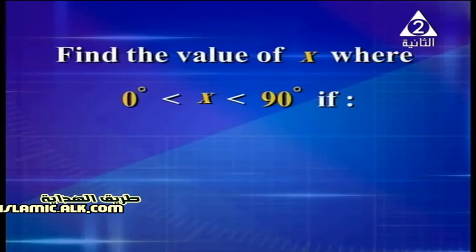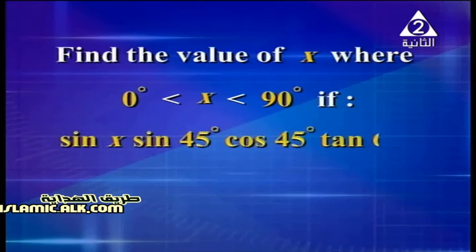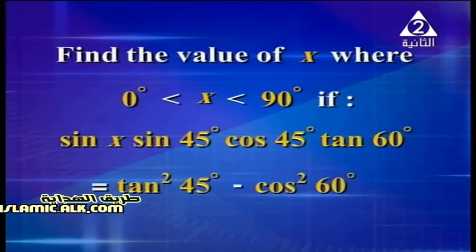Find the value of x, where x is greater than 0 degrees and smaller than 90 degrees, if sine x times sine 45 degrees times cosine 45 degrees times tan 60 degrees equals tan squared 45 degrees minus cosine squared 60 degrees. At the very beginning, we are going to plot the two triangles and substitute.